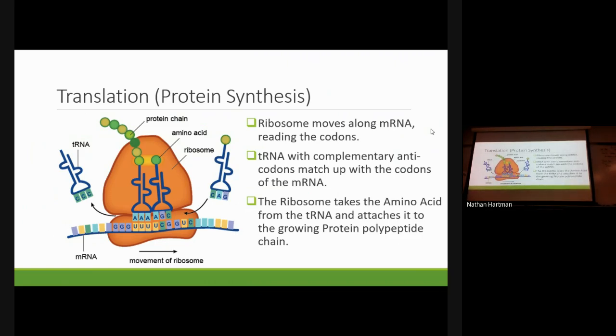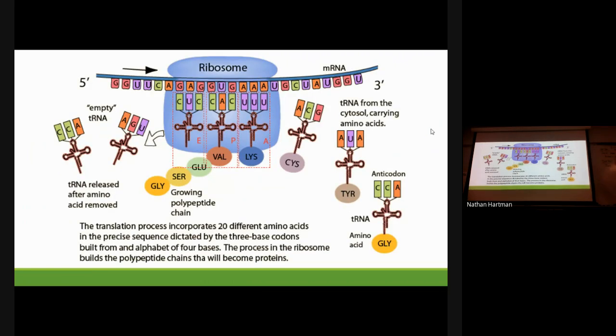So that's where all 3 of our types of RNA are being involved. They're all doing their job properly here. This is just the same thing, just a different diagram, slightly more detail, but it's the same idea. It's just kind of upside down.